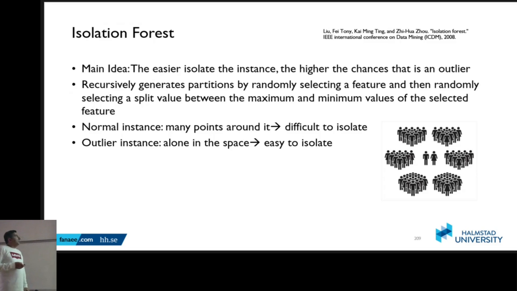Now let's go to the ensemble approach. The most popular one is isolation forest. The main idea is that the easier it is to isolate an instance, the higher the chance that it is an outlier. For instance, here you see that these people are together, but these people are in a lower density area, so it is easier to isolate them than one of these members, right? A normal instance has many points around it, so it is difficult to isolate, while an outlier instance is alone in the space, so it is easy to isolate.